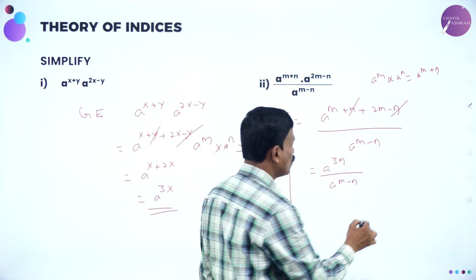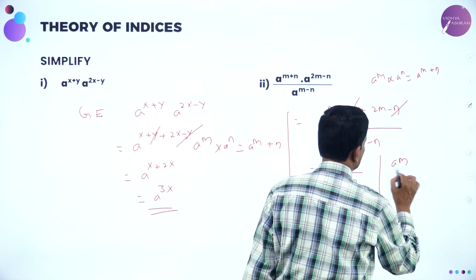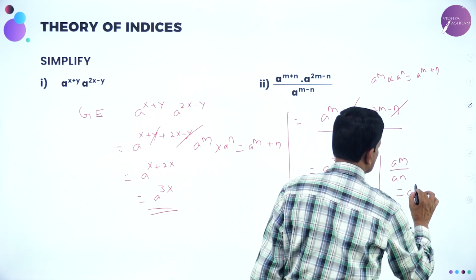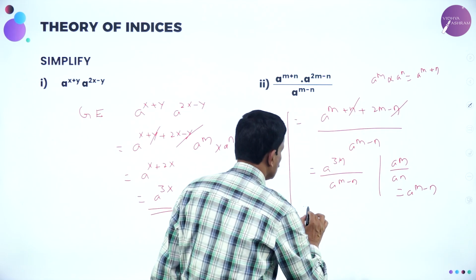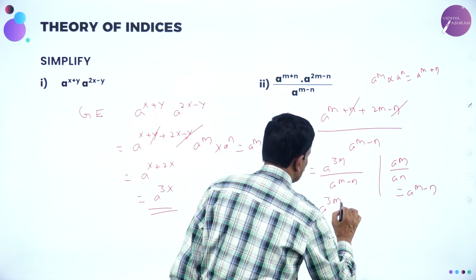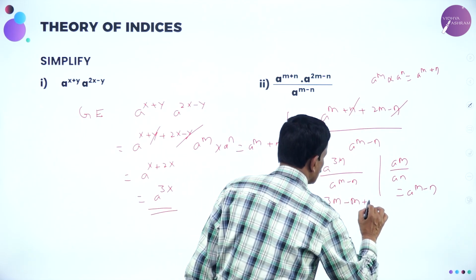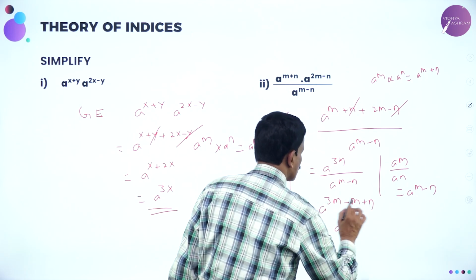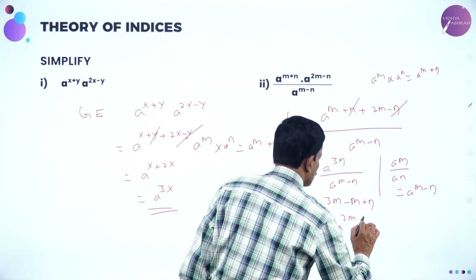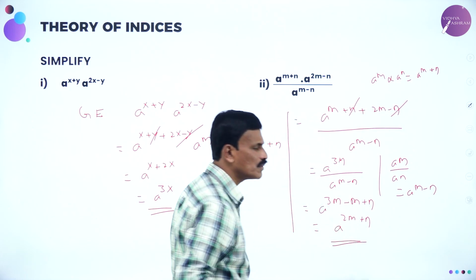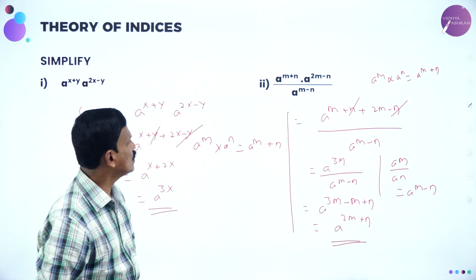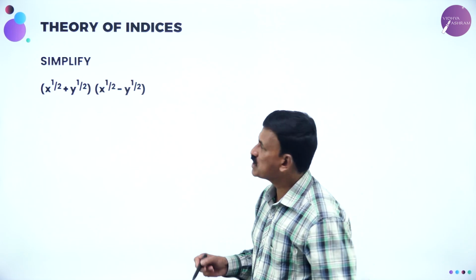Again using second law of indices, a to the power of m by a to the power of n is a to the power of m minus n. This is a to the power of 3m minus m, minus into minus plus n. This is a to the power of 3m minus m is 2m plus n. So, this is a to the power of 2m plus n, is the required answer. Okay. Let us come to the next problem.